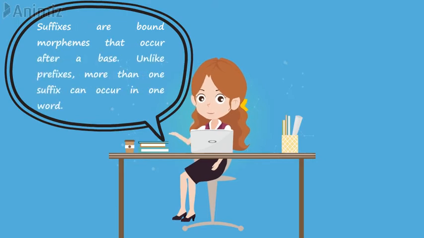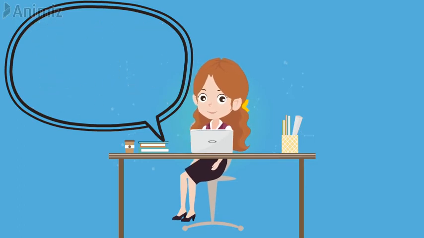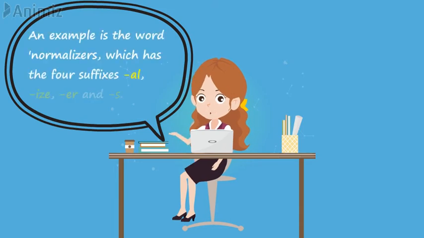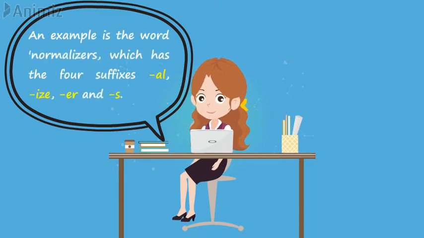Suffixes are bound morphemes that occur after a base. Unlike prefixes, more than one suffix can occur in one word. An example is the word normalizers, which has the four suffixes al, ize, er and s.